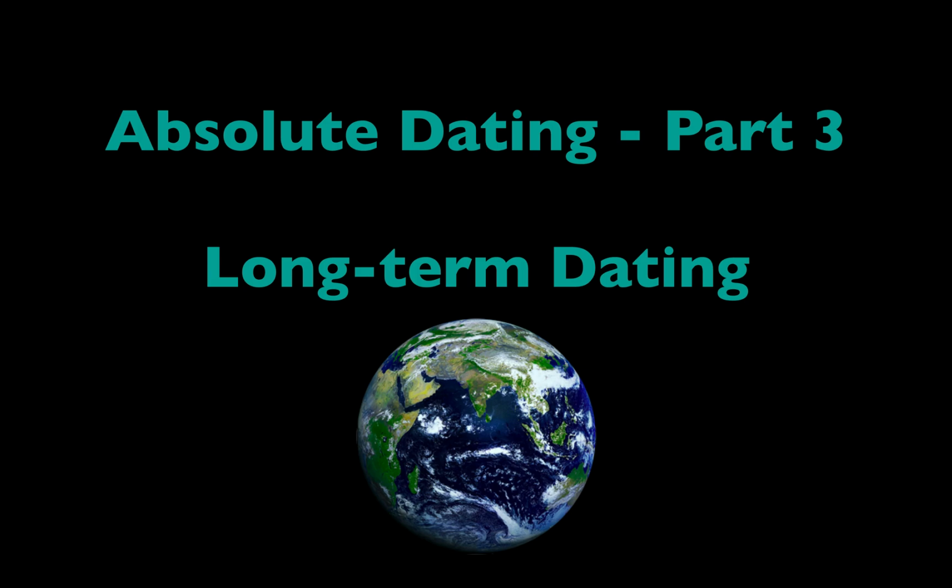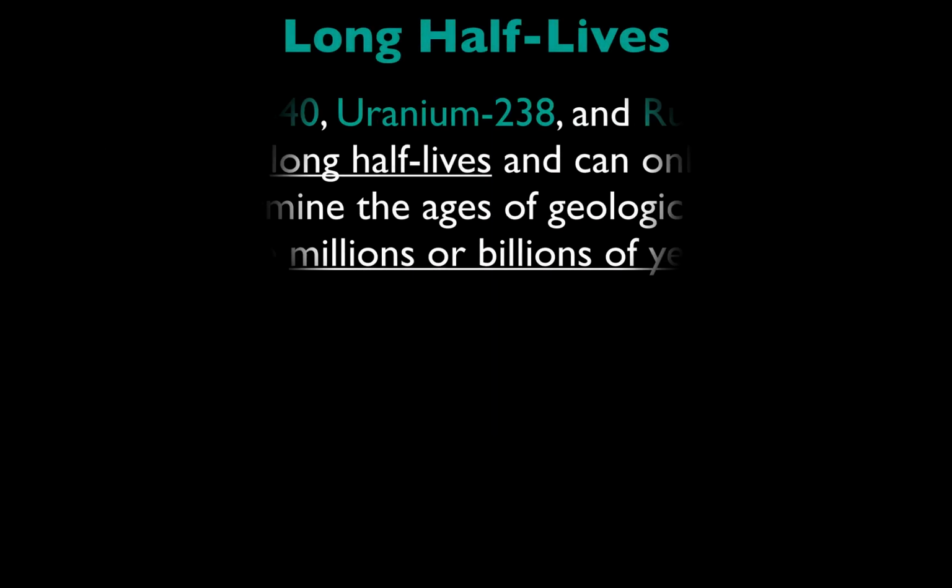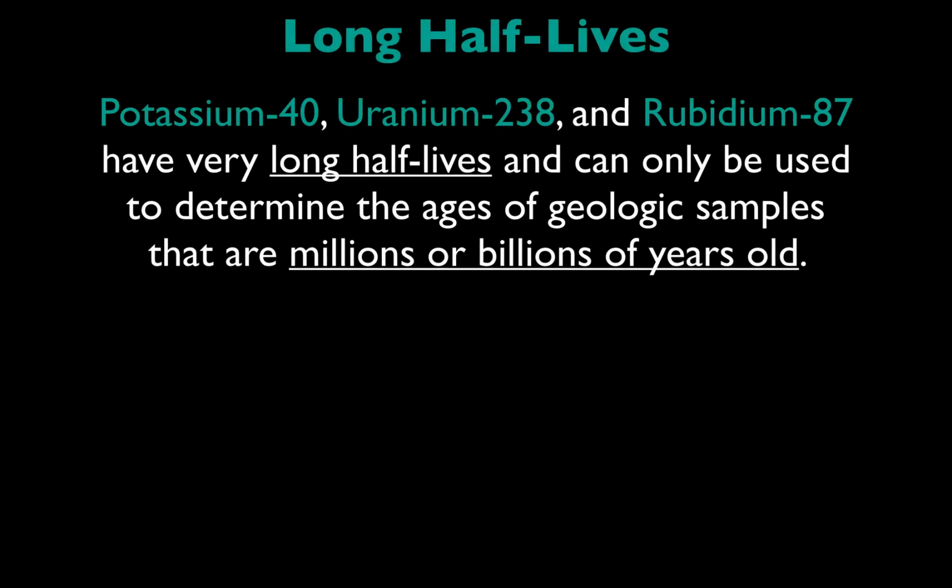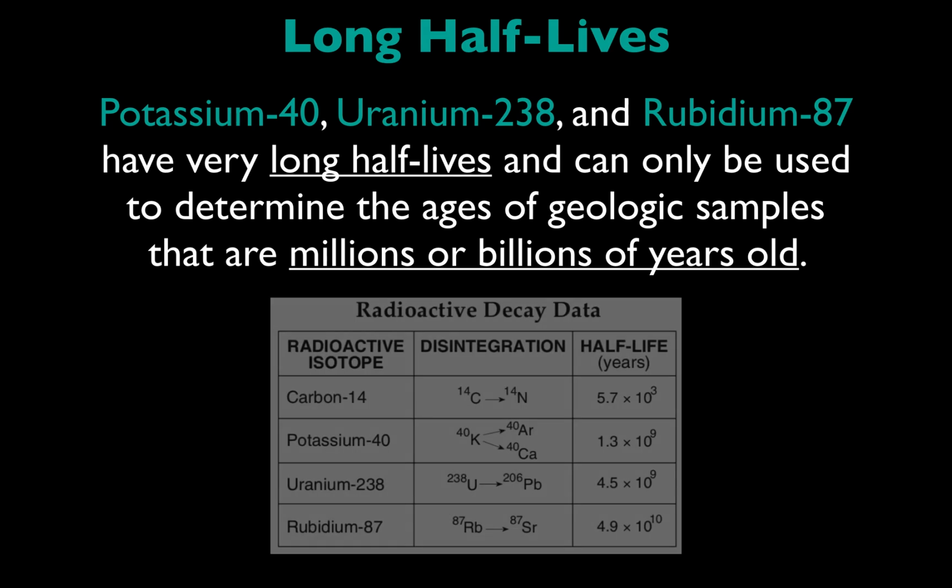In this video, we're going to discuss the process of absolute dating even further and specifically focus on radioactive isotopes that have very long half-lives. To start, in this class, we're going to focus on potassium-40, uranium-238, and rubidium-87, which are three radioactive isotopes that have very long half-lives. This means they can only be used to determine the age of geologic samples or organisms that are millions or billions of years old.